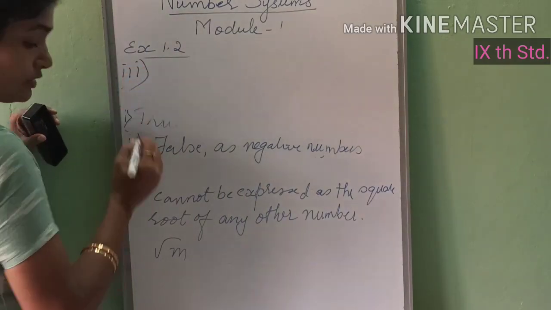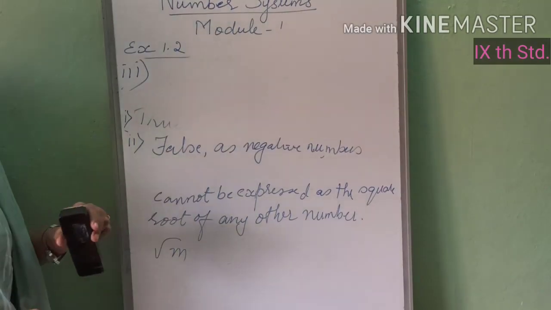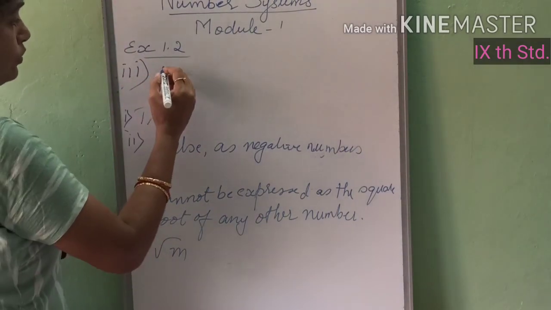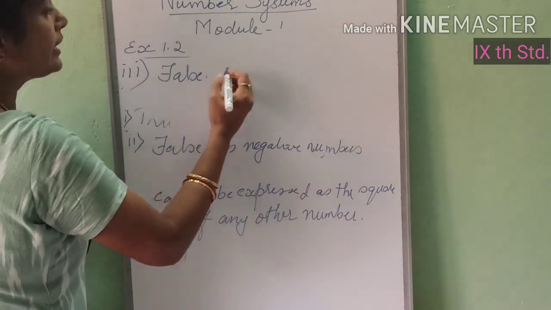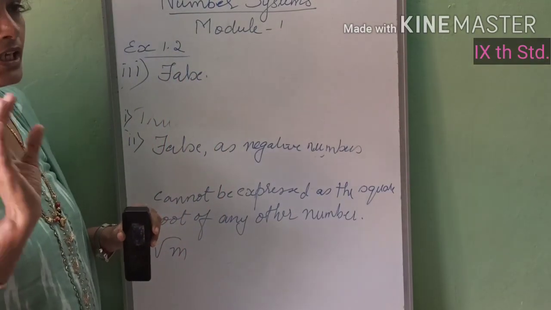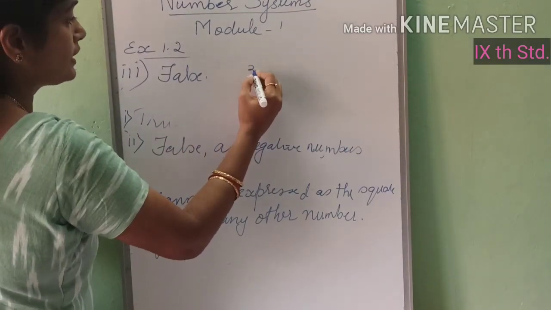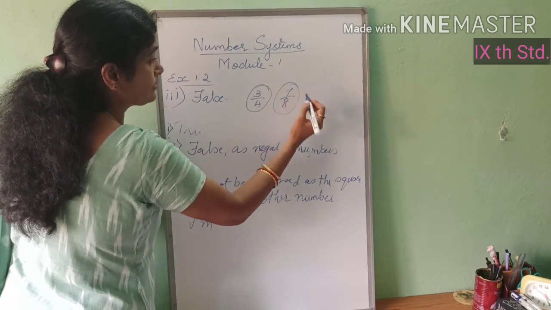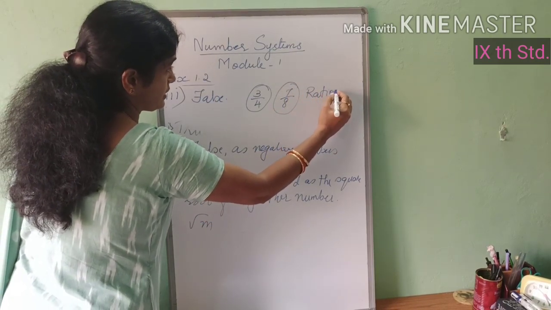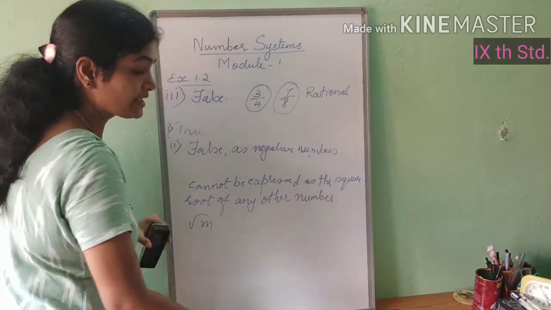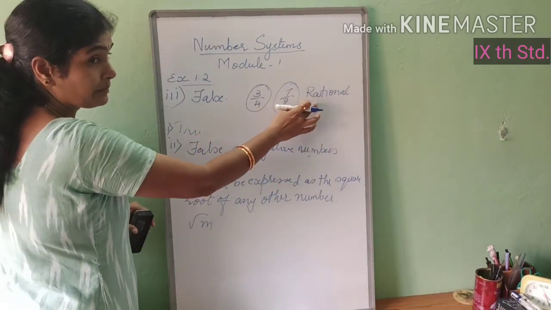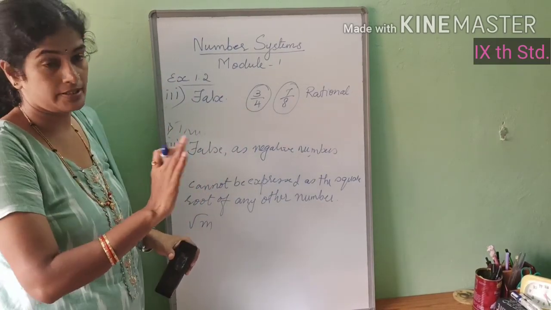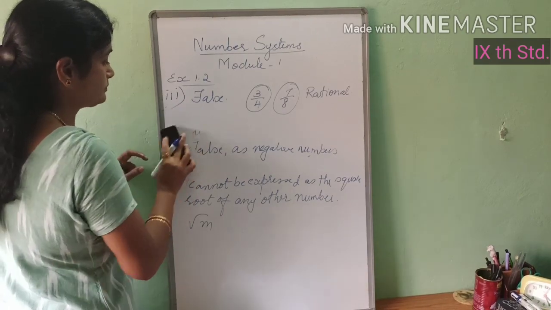Third part. The statement they have asked is: every real number is an irrational number. Is every real number an irrational number? No. False. Why? Because in real numbers we have rational numbers also, like 3 by 4 or 7 by 8. These are rational numbers. So every real number cannot be irrational. They can also be rational numbers. So the statement is false.